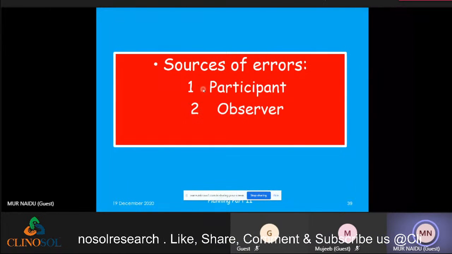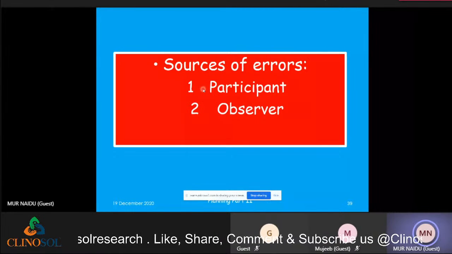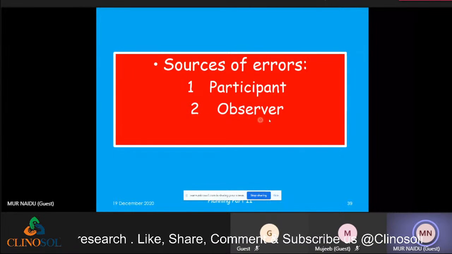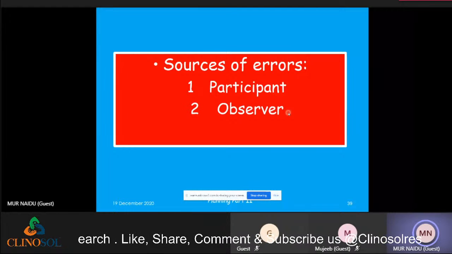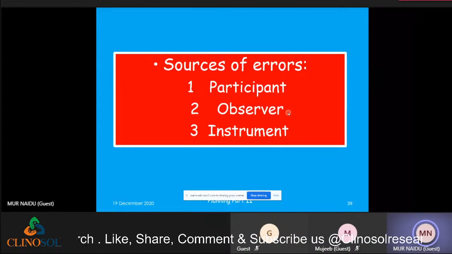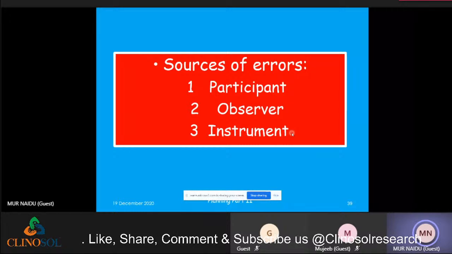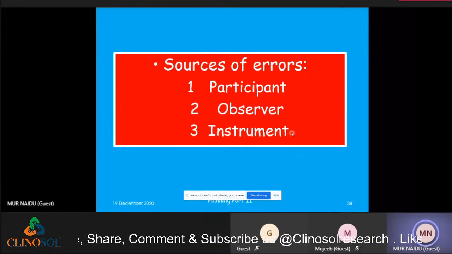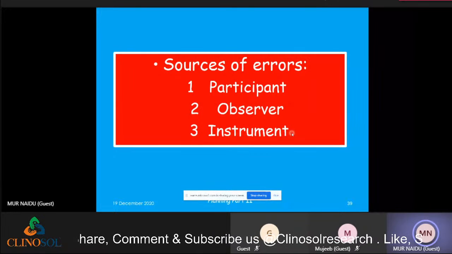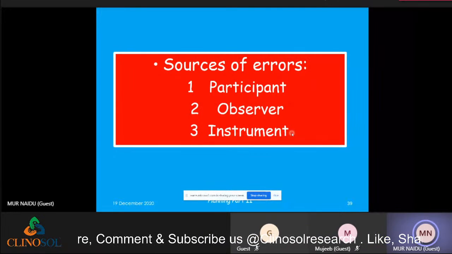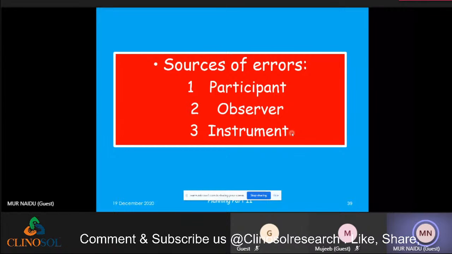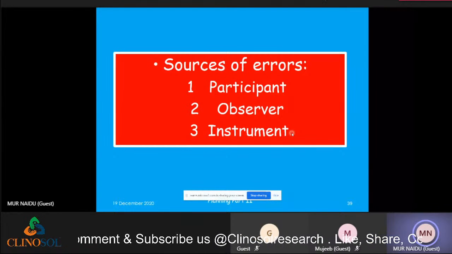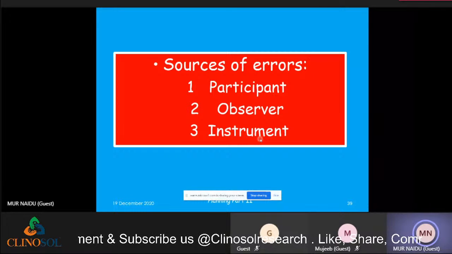The second is observer error. You are making a mistake in recording some of the parameters and then you are making an error. Last is instrument error. Your instrument itself is wrong. I told you that a BP apparatus itself may give a wrong reading, or an ECG machine which is not standardized properly will always give prolongation of the QT interval because the instrument itself is wrong.